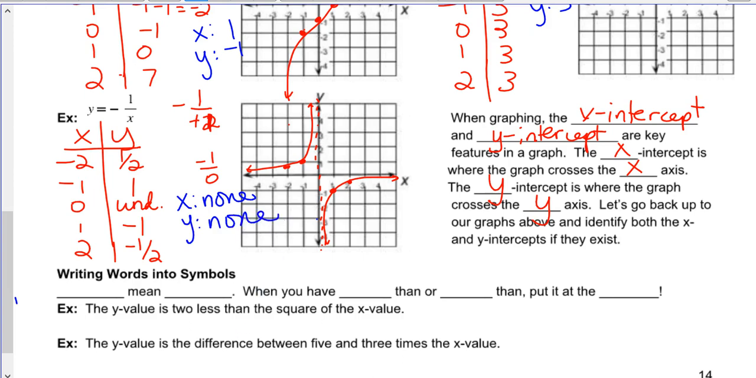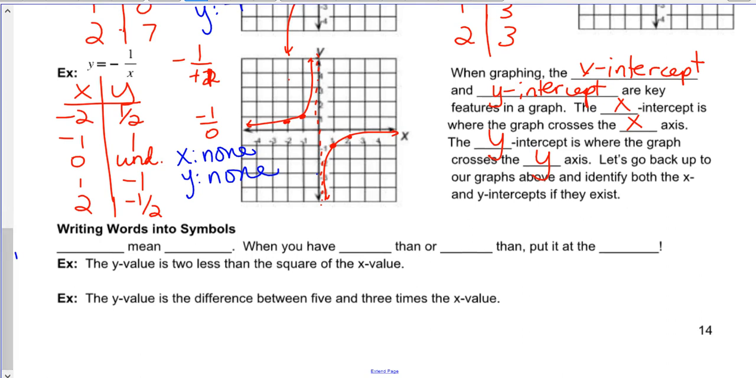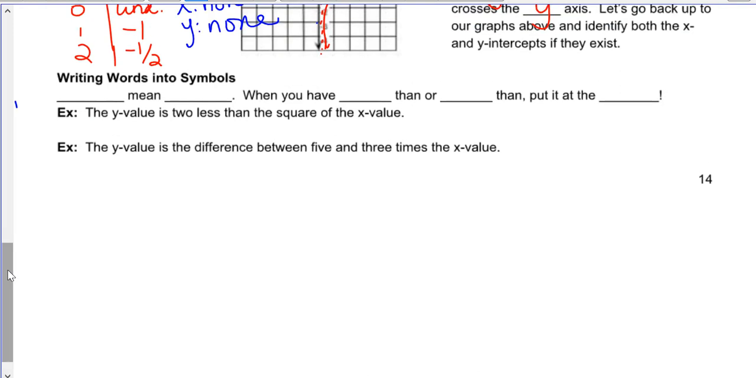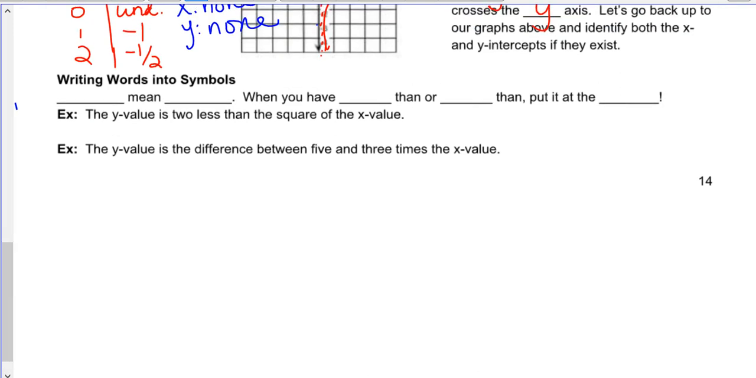So remember, these are where we cross the x and the y-axis. Sometimes they're very, very easy to find. Other times they're hard to determine if the graph is not very accurate. All right, so the last little part of section 1.1 is talking about writing words into symbols.